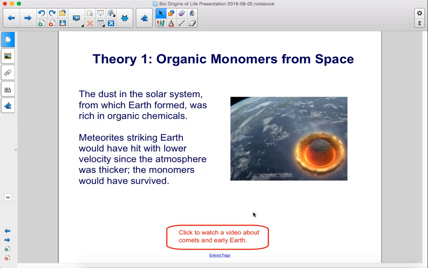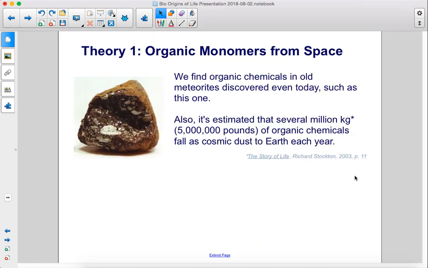Click to watch a video about comets and early Earth. We find organic chemicals in old meteorites discovered even today, such as this one. Also, it's estimated that several million kilograms, about 5 million pounds, of organic chemicals fall as cosmic dust to Earth each year.